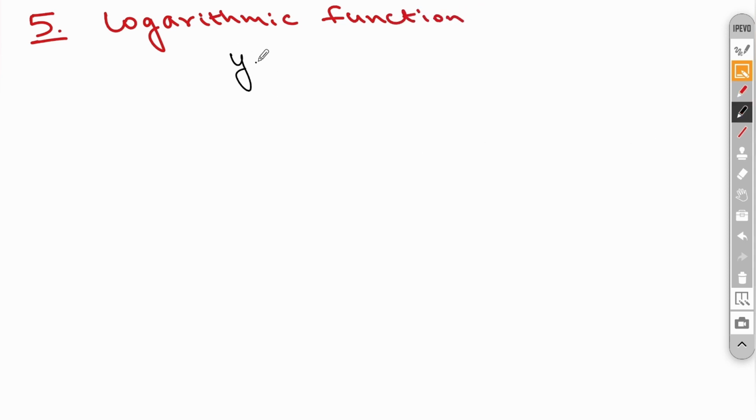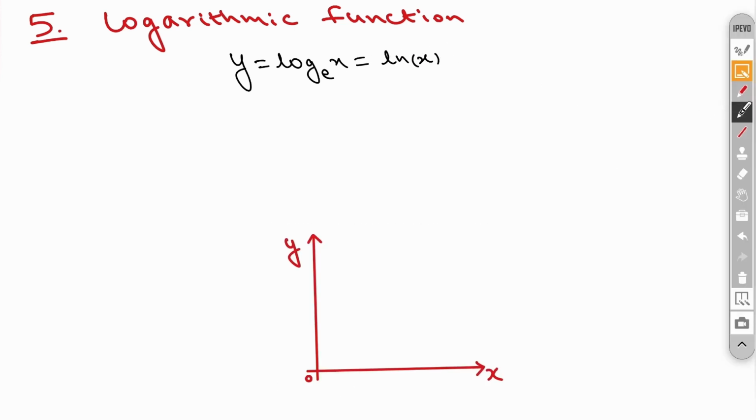Now moving further, we'll talk about the fifth type of graph, which is graph of logarithmic function. What is the general equation of a logarithmic function? It is y is equal to ln x, or log x to the base e, right? So we'll put different values of x and y to determine how its graph will look like. So let's say x is 1, y will be 0. Let's take x as e, y will be 1. The value of e is 2.7 something.